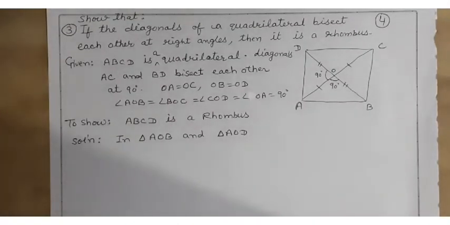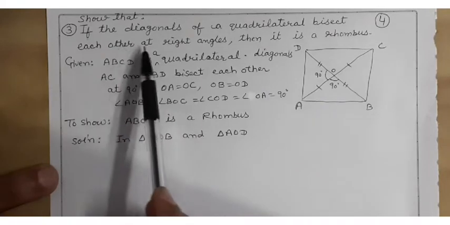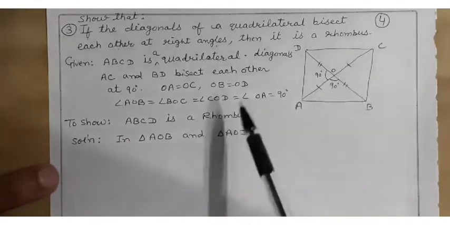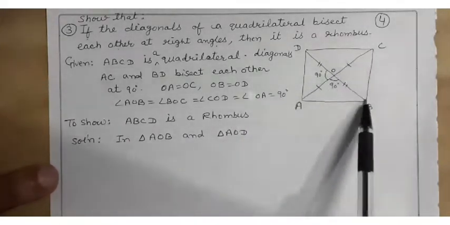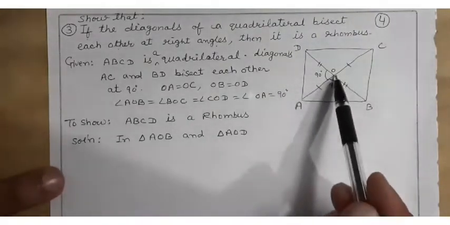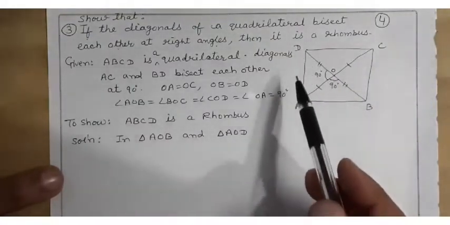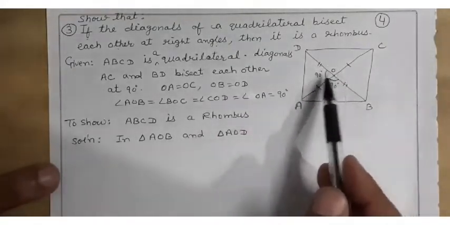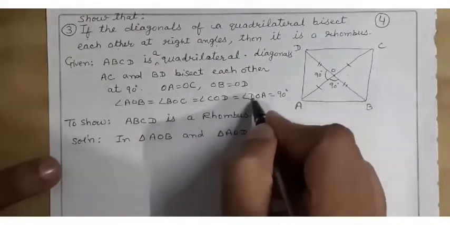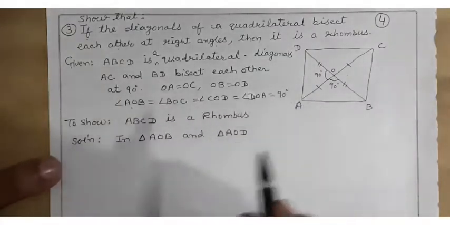Yes, question number 3. Show that if the diagonals of a quadrilateral bisect each other at right angles, then it is a rhombus. Okay, ABCD is a quadrilateral and diagonals AC and BD bisect each other at 90 degrees. What is the meaning of bisect? OA equal to OC and OB equal to OD. At right angles means 90 degrees. AOB equal to BOC equal to COD equal to DOA, that is 90 degrees.